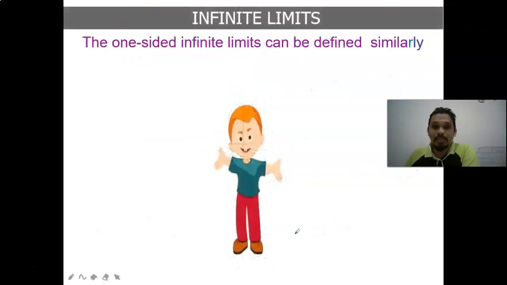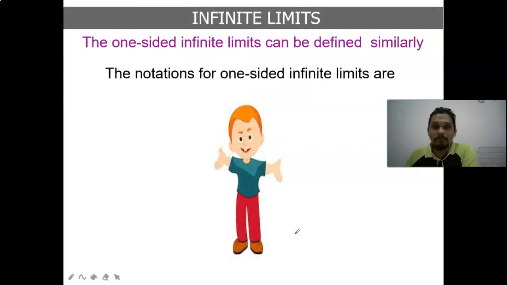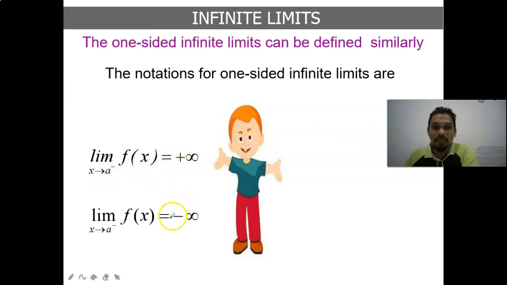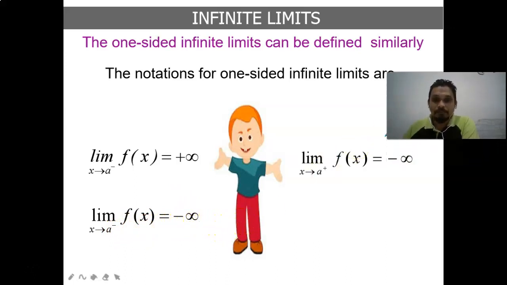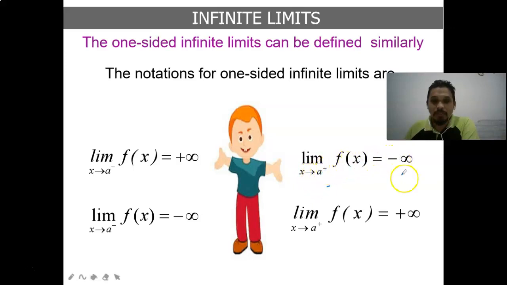Okay, so one-sided limits can be defined similarly. The notation of one-sided limits: the limit as x approaches a from the left of f(x) equals positive infinity, and the limit as x approaches a from the left of f(x) equals negative infinity. Then for these two, x approaching a from the right side of f(x) equals negative and also positive infinity here. So these are one-sided infinite limits.